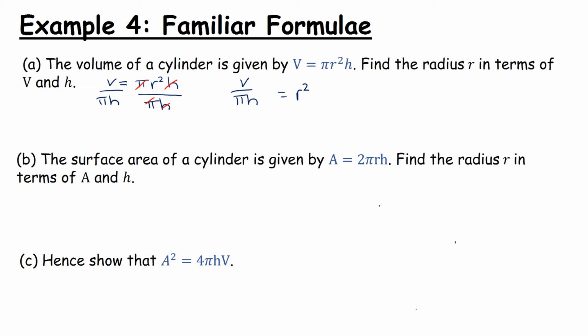Now, in the previous example, we had a square root, which we got rid of using a square. This time, we're going to actually put a square root on both sides, because the square root of r squared will just leave me r. So I'm left with the square root of v over pi h is equal to r.